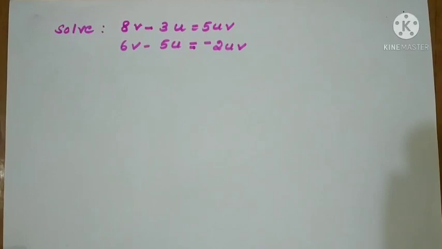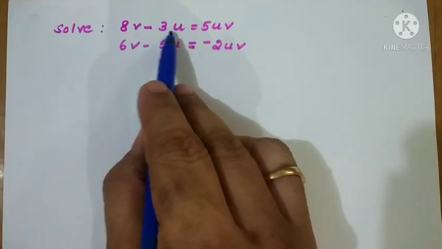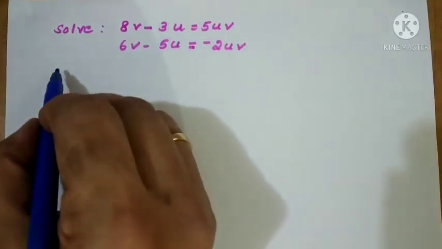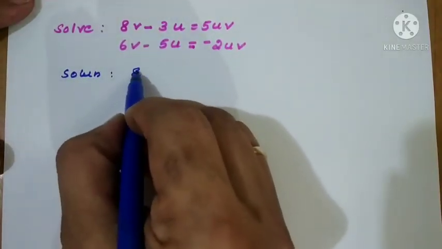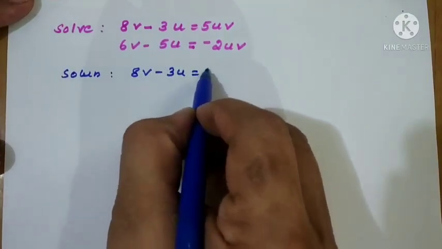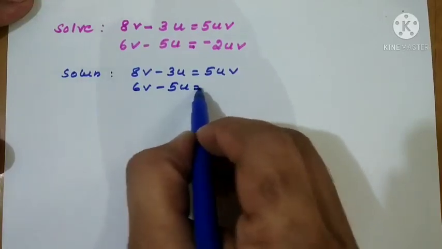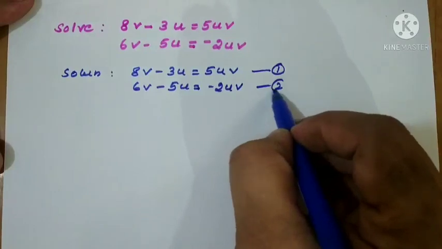Next pattern, solve 8v minus 3u equal to 5uv, 6v minus 5u equal to minus 2uv. So here, the linear equation is there on the left side, but here uv came, so it's not a linear equation. Such type of questions, what we should do, listen. Solution: 8v minus 3u equal to 5uv, 6v minus 5u equal to minus 2uv. So equation 1 and equation 2.